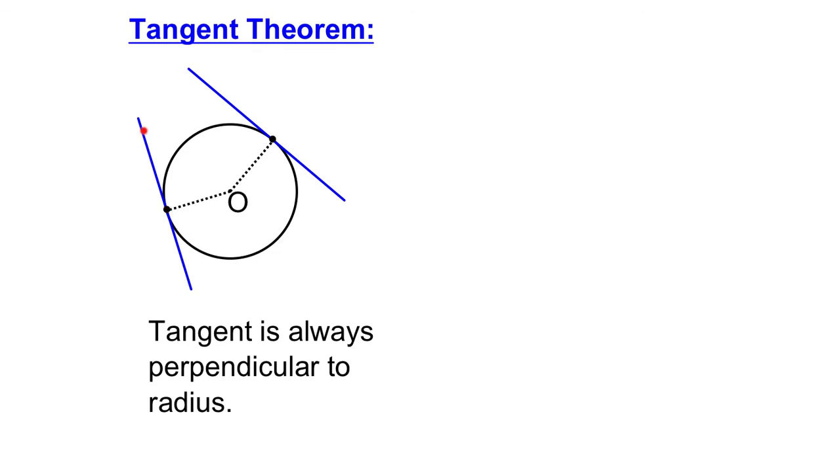Now, the rule is tangent is always perpendicular to radius. So anytime you see a tangent and the radius connected at the same point, you can be sure that that tangent and the radius are perpendicular. They're at right angles, 90 degrees to each other.